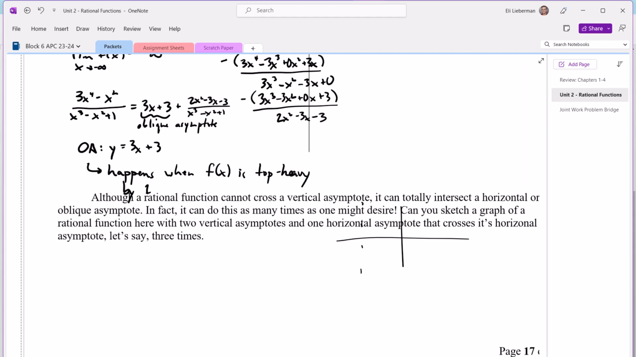Are there any questions? Can you please do this thing? Can you sketch a graph of a rational function with 2 vertical asymptotes and 1 horizontal asymptote that crosses horizontal asymptotes?